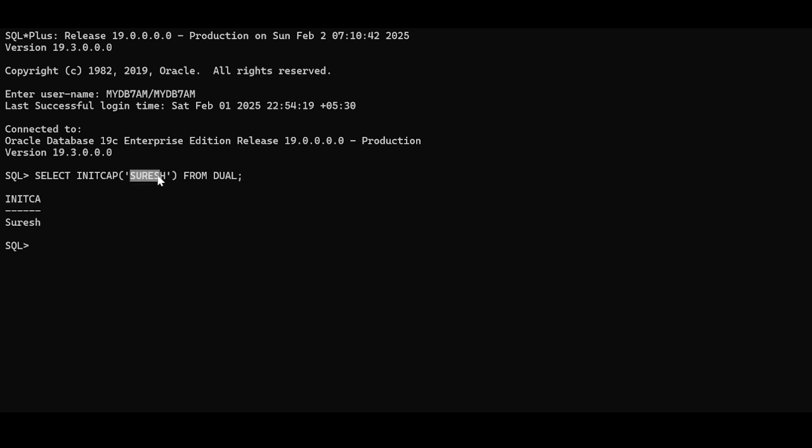Okay, the "Suresh" has got converted to what? To "Suresh" itself, but the first character is in uppercase and the remaining characters are in lowercase, right? Likewise, if you pass a combination of mixed cases, again the output is organized. It is ensuring that the first character of the string is in uppercase and the remaining characters are in lowercase. So this is the functionality of INITCAP.